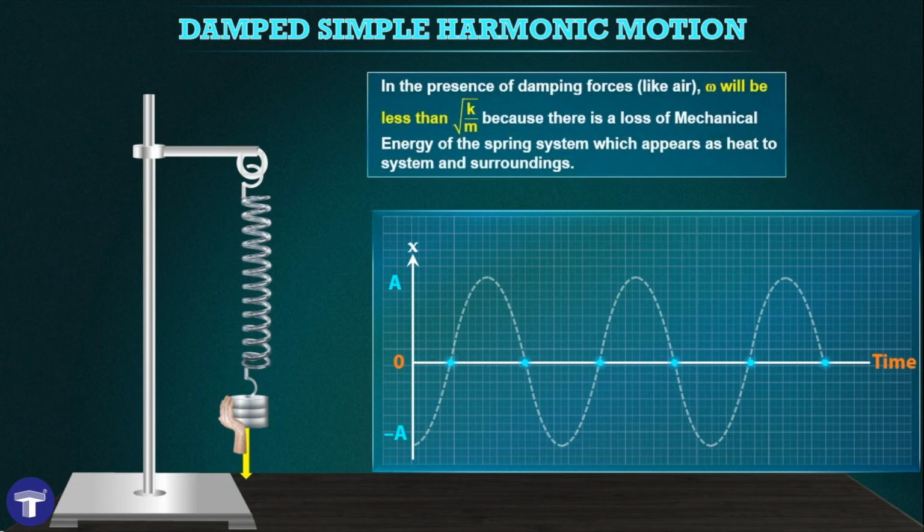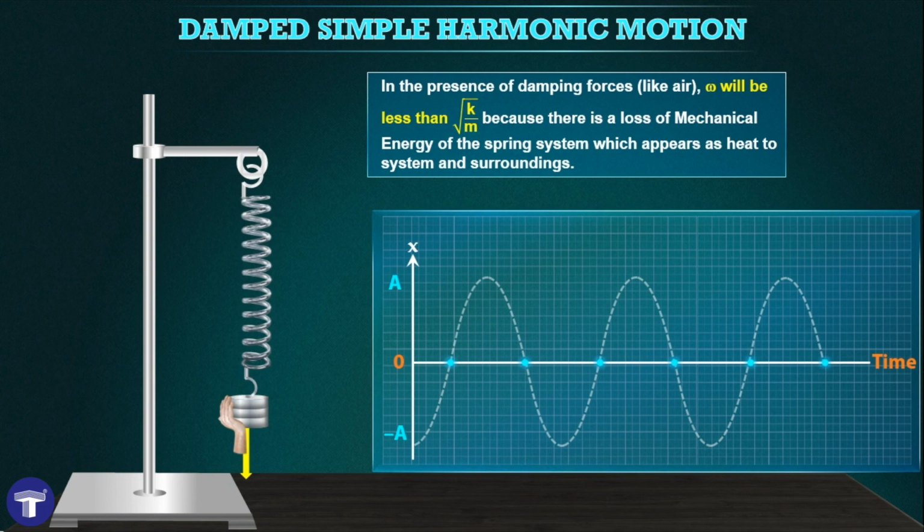Because in the presence of damping forces such as air or friction, we will see that omega will be much less than root k by m, because there is a loss of mechanical energy of the spring system in this case, which appears as heat to the system and the surroundings.